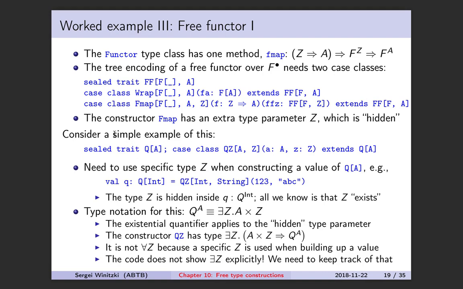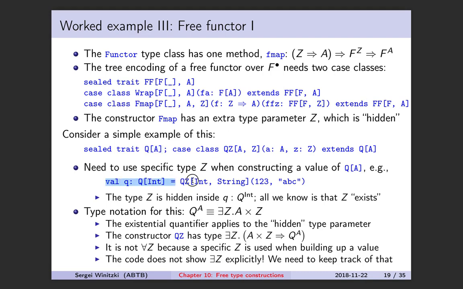Let's consider a simpler example, simpler than all this, and write this code. So I declare a sealed trait with a type parameter a, and inside it I have a case class that is parameterized by another type parameter z, and it has values that depend on z, but it extends q of a, so it hides the z from the outside type. Let's look at how this works. What if I wanted to construct a value of type q of a? How would I do that?